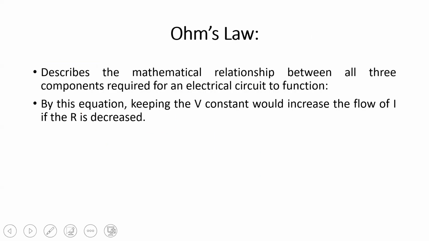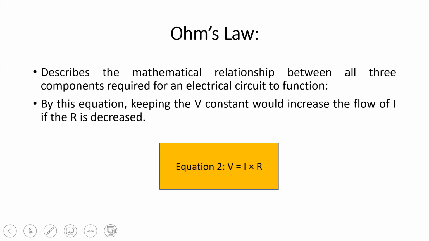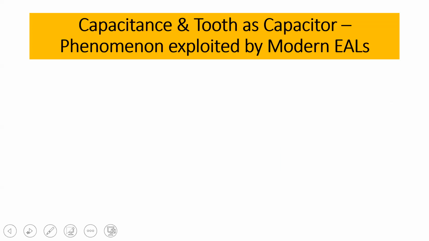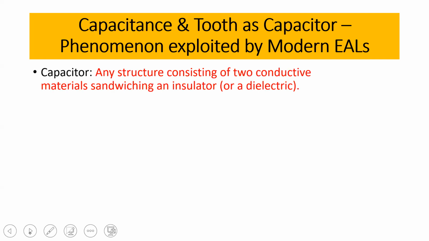Now, all these current and resistance are related in the form of a mathematical relationship, which is called Ohm's law. So you might have read it, V is equal to I into R, the most famous equation we read during our school days. So there's one more term that is known as capacitance, and the tooth also acts as a capacitor. Yes, you may be surprised to know that, but the tooth also acts as a capacitor, and this is the phenomenon that is actually exploited by our modern electronic apex locators. So let us see how.